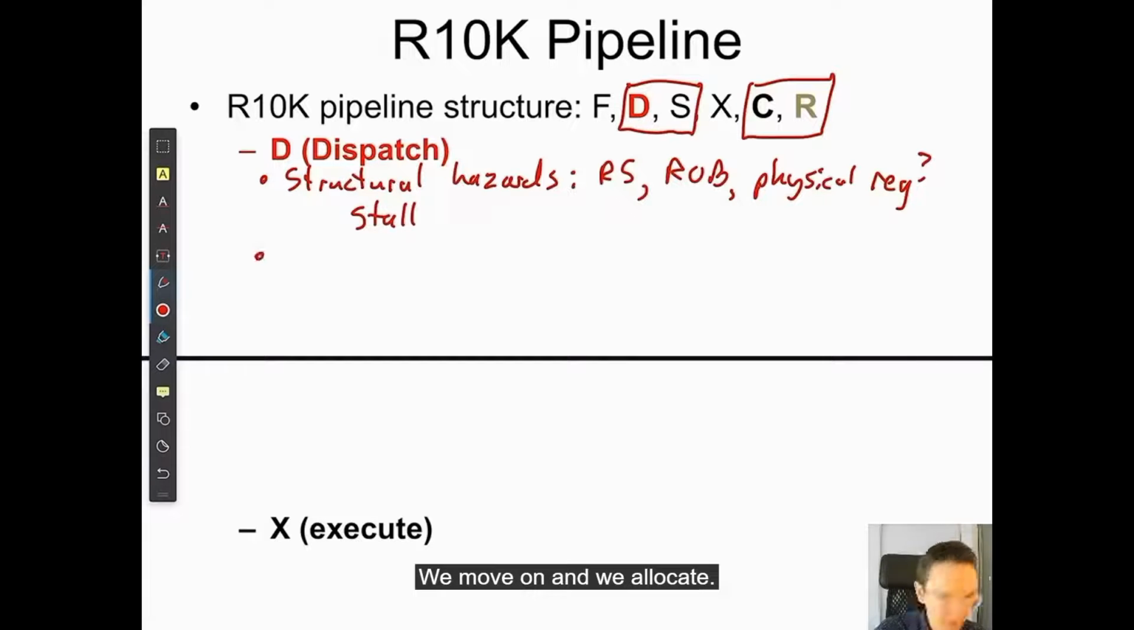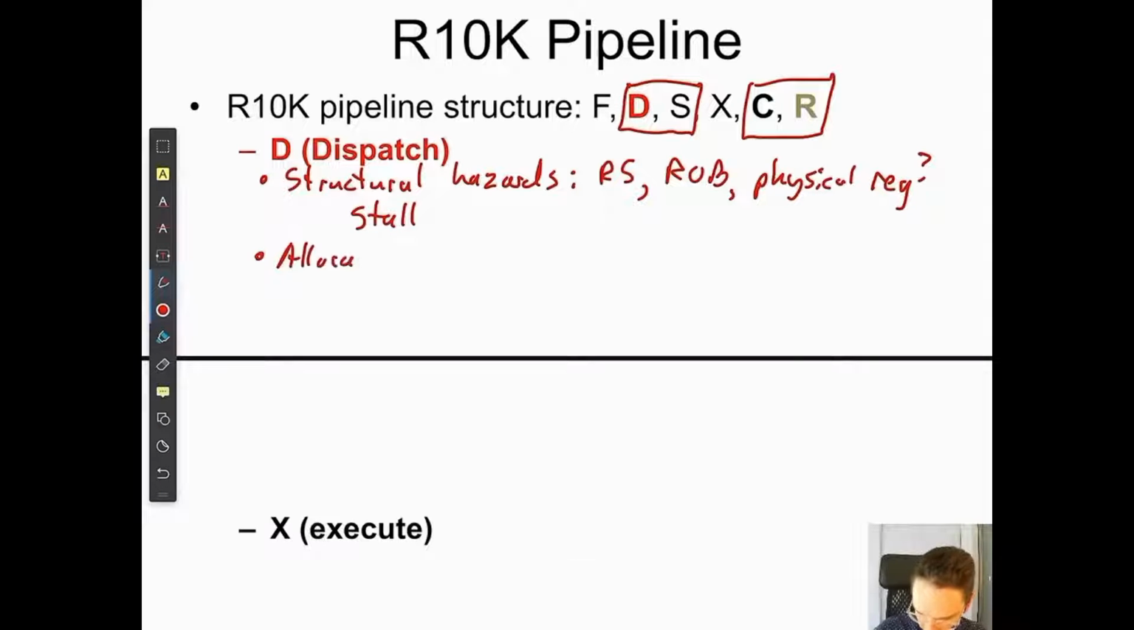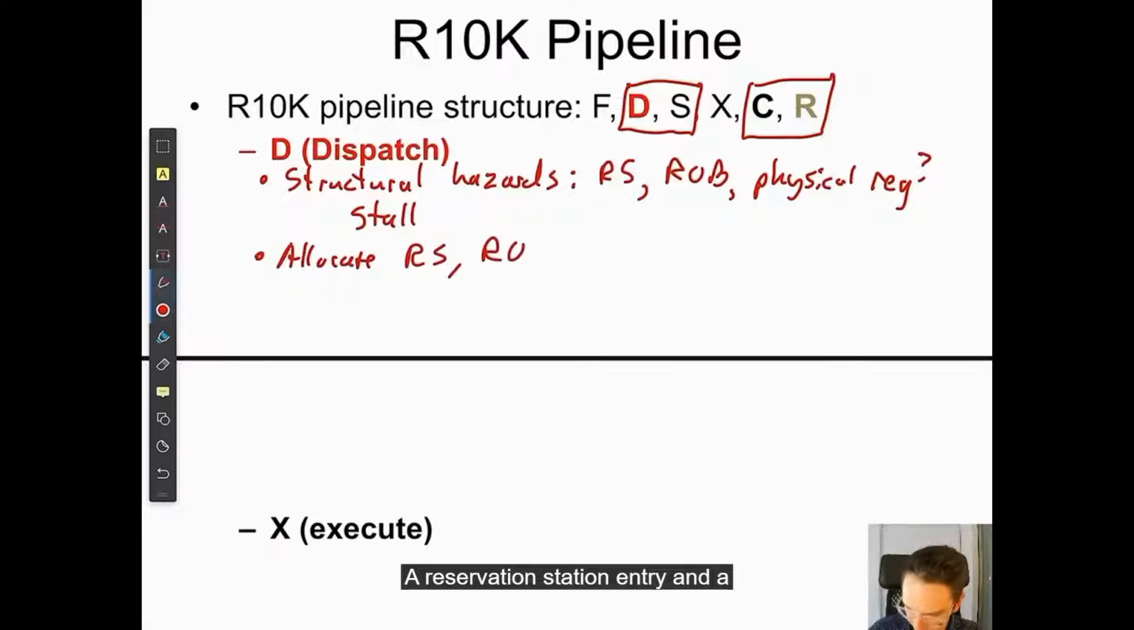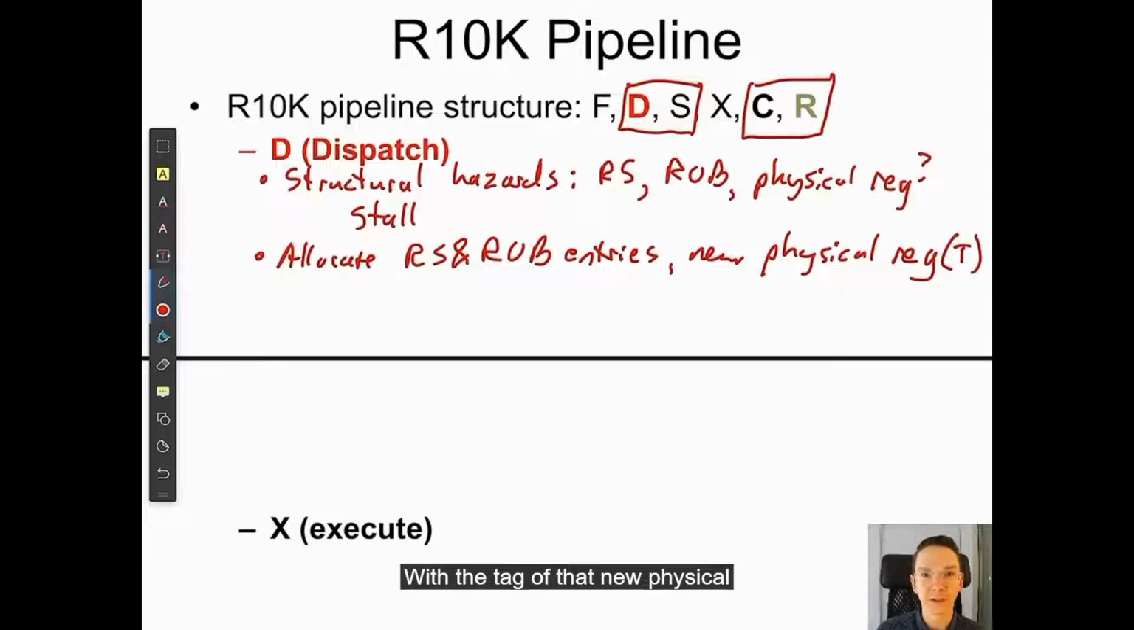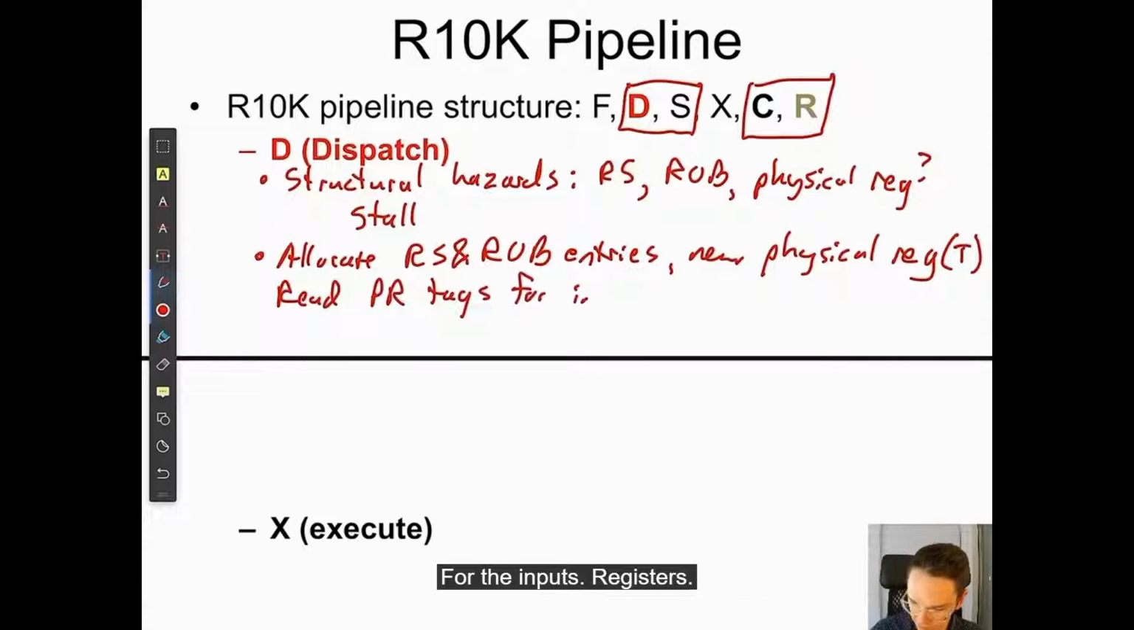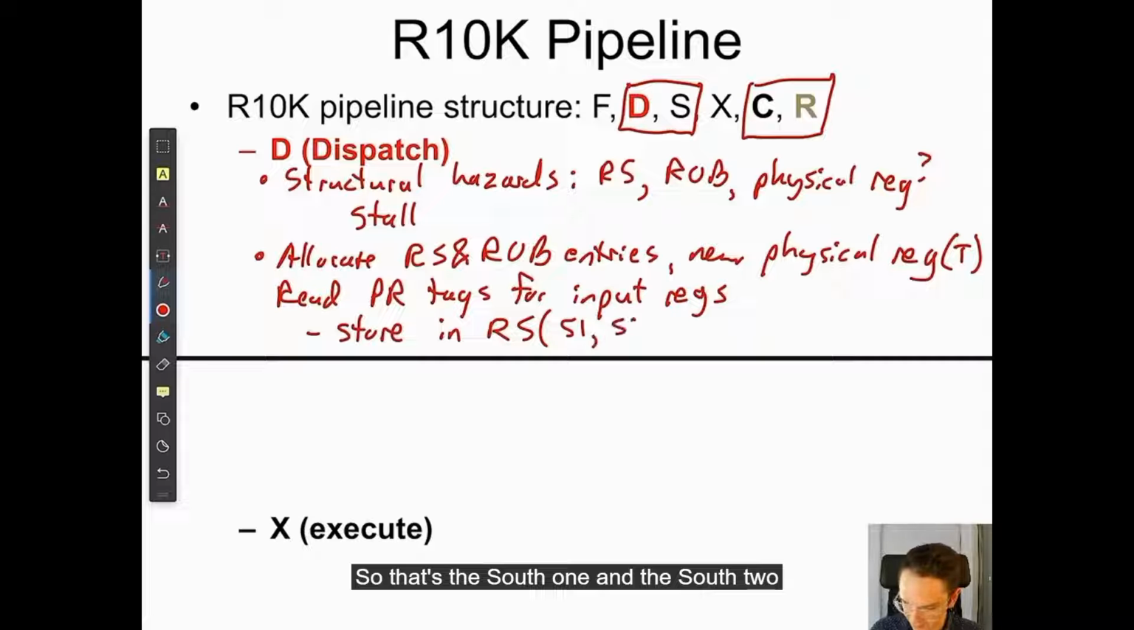If not, we move on and we allocate a reservation station entry and a ROB entry, a new physical register, and we update the map table with the tag of that new physical register for the output register name. We also read the physical register tags for the input registers and store those in the reservation station fields. So that's the S1 and the S2 fields in the organization shown above.